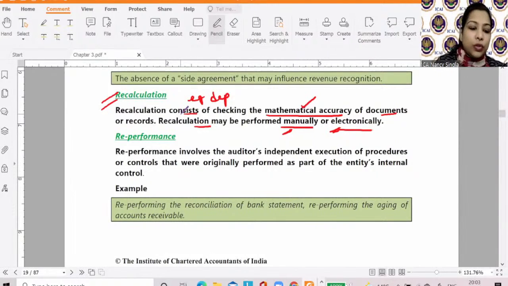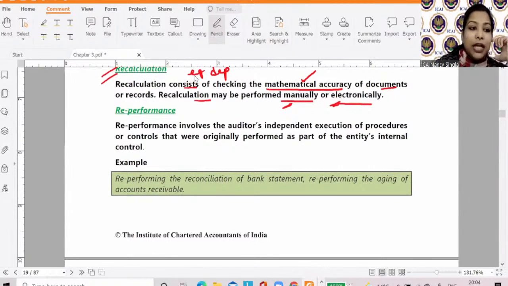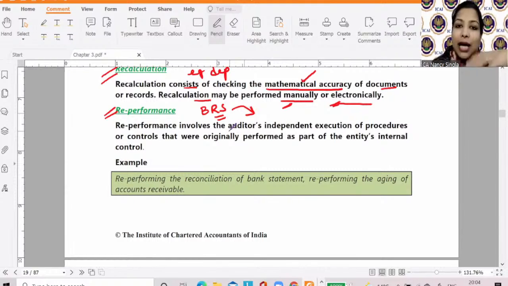Simple. So this was what? The fourth audit procedure that we have discussed. So first was inspection, then was observation, then was external confirmation, and then was what? Recalculation. Reperformance. What is meant by reperformance? See, management has, as a part of internal control, prepared BRS, bank reconciliation statement. I'm reperforming this task independently. Okay? In order to see whether my outcome and the client's outcome is same or not. I'm independently executing this procedure.